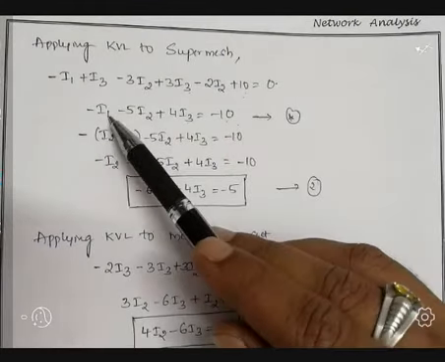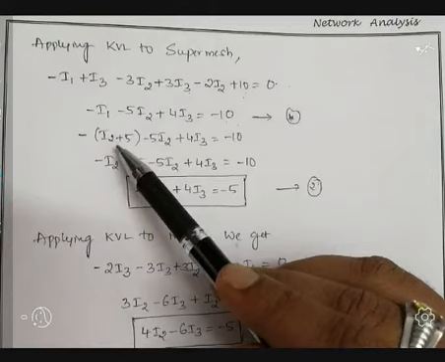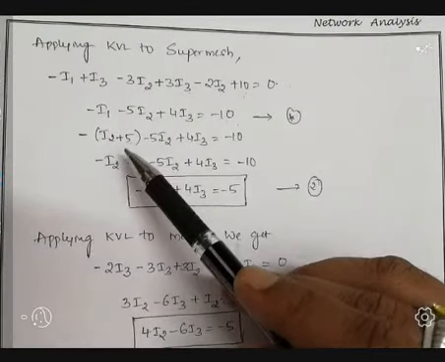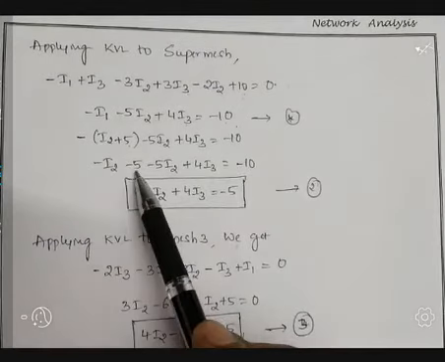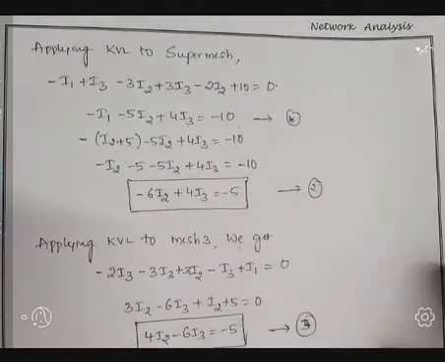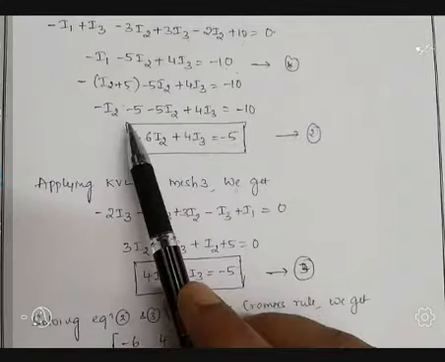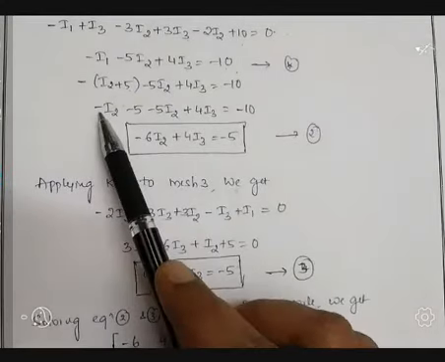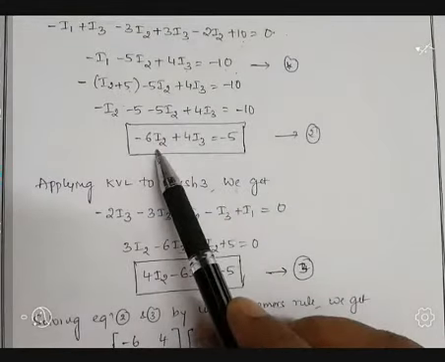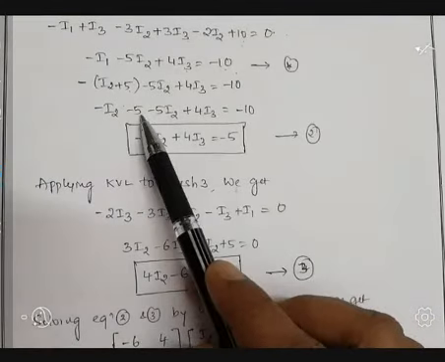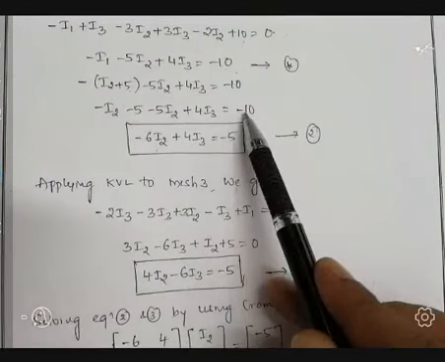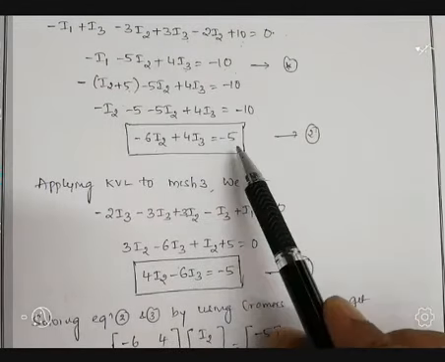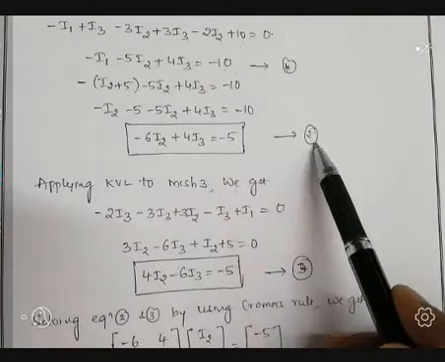But the value of I1 is already calculated, that is I2 plus 5. Let us substitute, and the remaining part as it is, minus I2 minus 5. Next simplification: add the coefficients of I2, minus 1 minus 5, minus 6I2 plus 4I3. If I take this 5 towards the right side of the equal sign, it becomes plus. So minus 10 plus 5 becomes minus 5. Let us represent this as equation number 2.